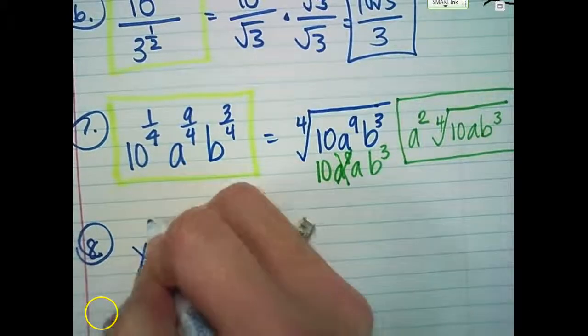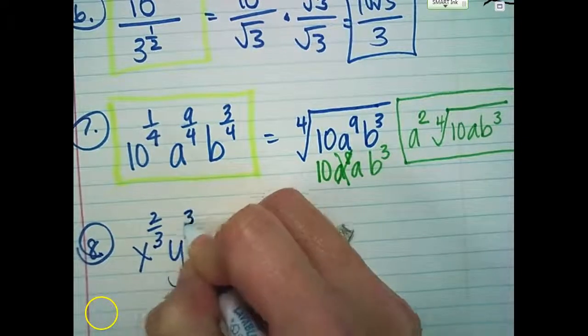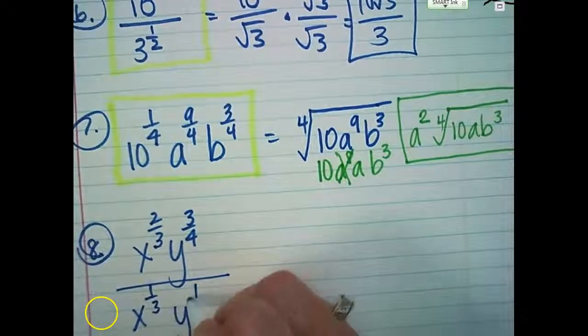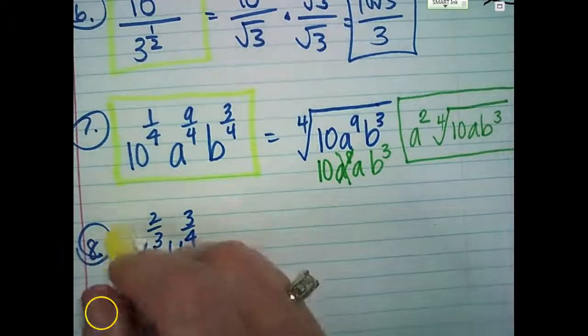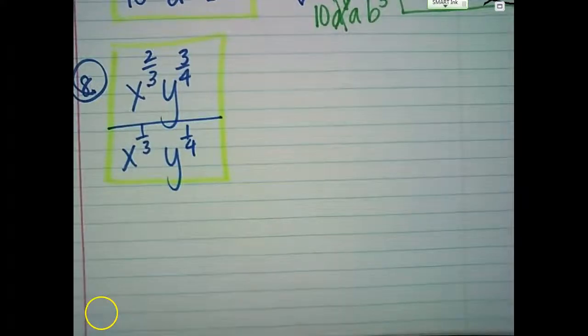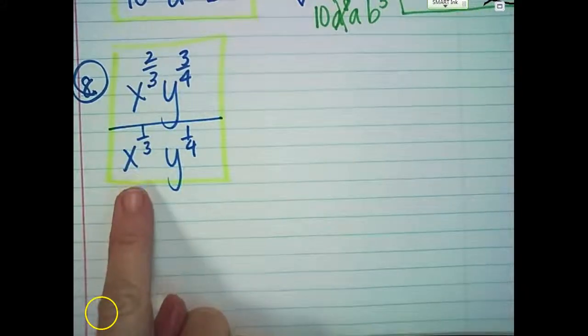Number 8, x to the 2/3 power, y to the 3/4 power, divided by x to the 1/3, y to the 1/4. Okay, what do we do when we have variables on bottom and variables on top? What do we do with their exponents? We don't cancel, or think about it. We just studied a whole unit on this. Yeah, I know they're fractions, but still the rules don't change. What do I do with these x's to simplify? What do I do with the exponents? You subtract them, right? You subtract them.